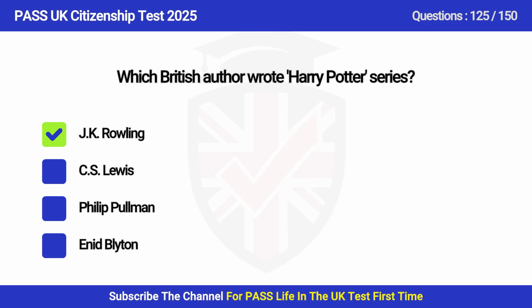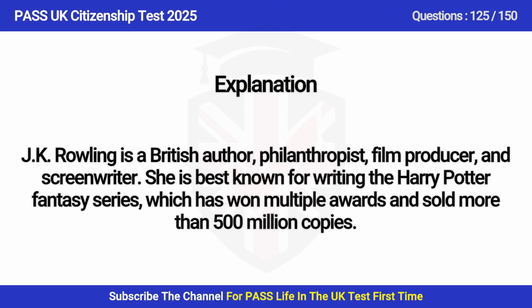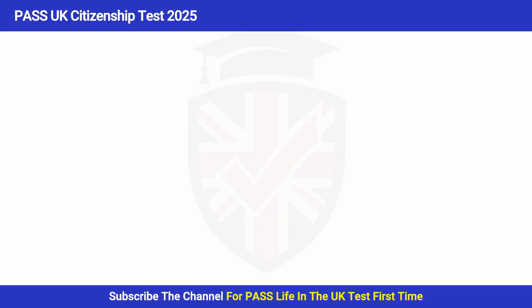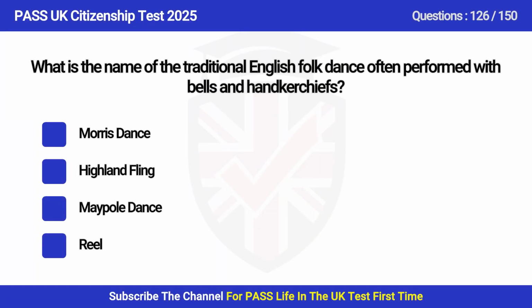Answer is A. J.K. Rowling. J.K. Rowling is a British author, philanthropist, film producer and screenwriter. She is best known for writing the Harry Potter fantasy series, which has won multiple awards and sold more than 500 million copies. Question 126. What is the name of the traditional English folk dance often performed with bells and handkerchiefs?